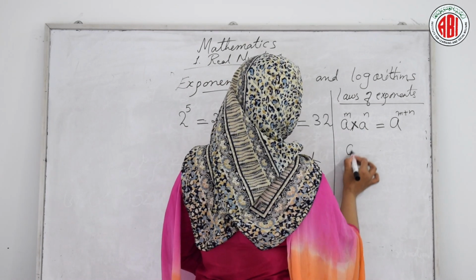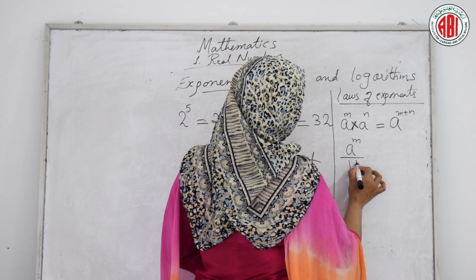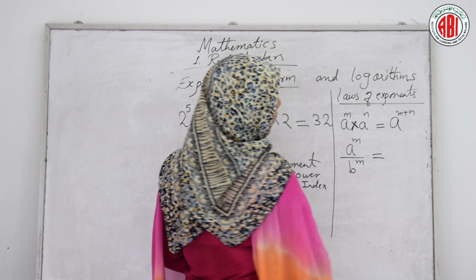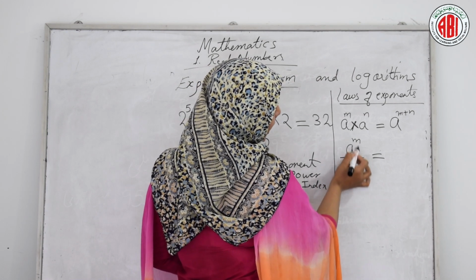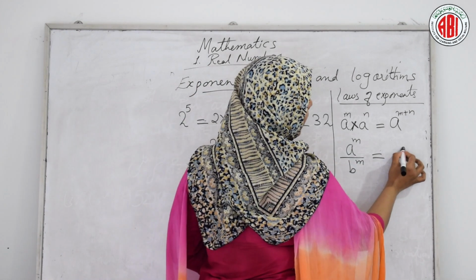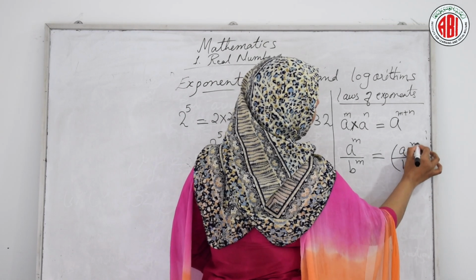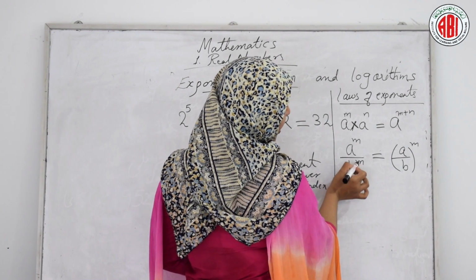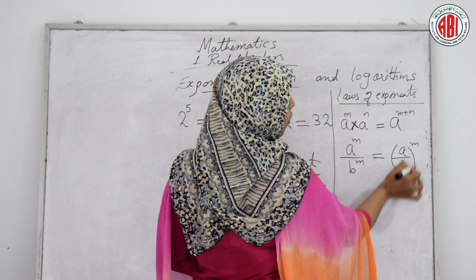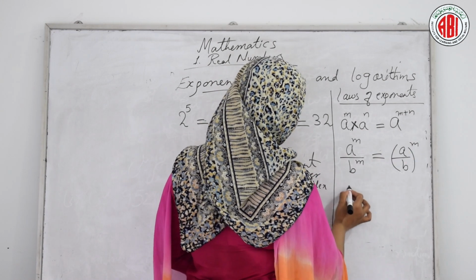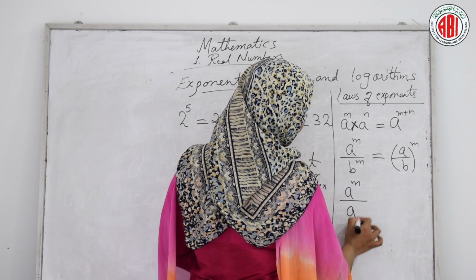What is the next one? a power m by b power m. Here the bases are different, but the powers are the same. This we can also write as a by b whole to the power m. The exponent m is the same here, so we take it as whole to the power m. And next, a power m by a power n.